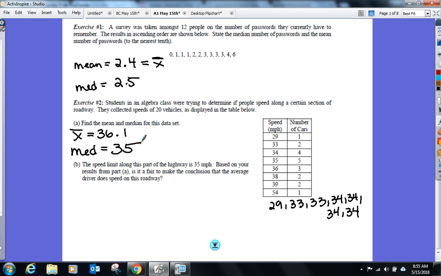So answer part B now. The speed limit is 35 on this highway. Based on our results from part A, is that a fair conclusion that the average driver does this speed? Is there an outlier? Don't think average, I got to look at X bar. Is there an outlier? So what number do I want to represent this whole thing? The median. What was our median? 35, yes. Okay? So yes, that is a fair conclusion because the median was 35. And I want to take the median if there's an outlier.